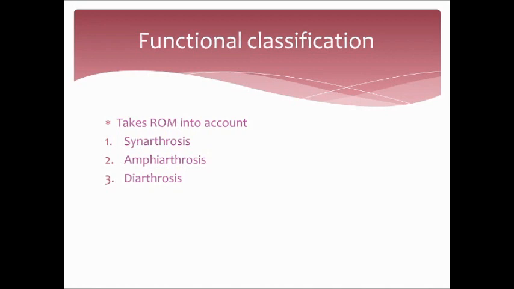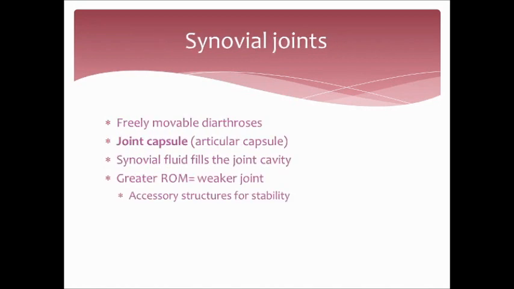The three functional classifications of joints are synarthrosis, or synarthroses if it's plural. These are immovable joints. They can either be fibrous or cartilaginous. Amphiarthrosis, or amphiarthroses if plural. These are slightly movable. They can also be fibrous or cartilaginous. And diarthroses, which are freely movable, and these are also known as synovial joints. These are what we're going to focus on for the most part.